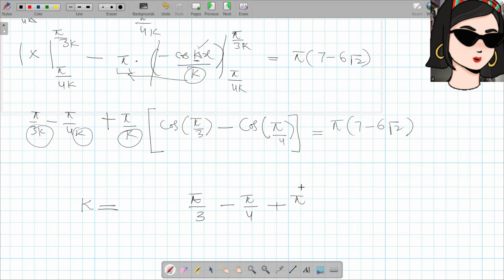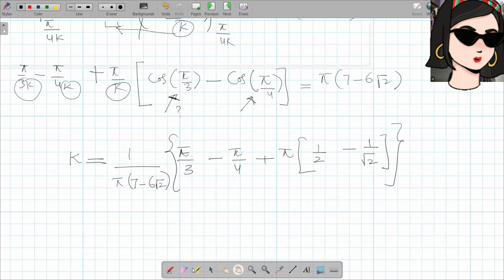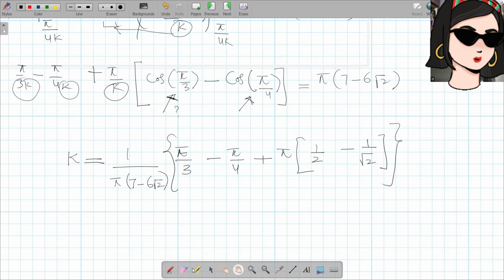plus 2 pi times, plus. What is the value of cosine pi by 3? What is the value of cosine pi by 4? That's 30 degrees. I don't know how to put that in. I don't know what cosine of 30 is.